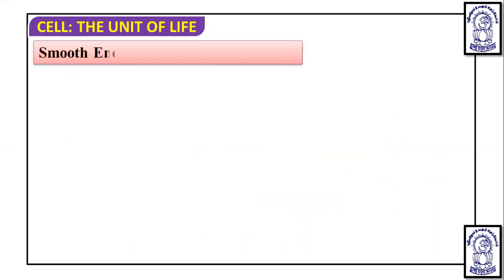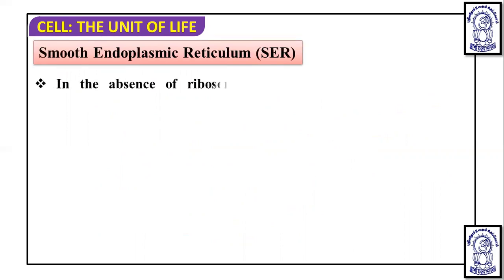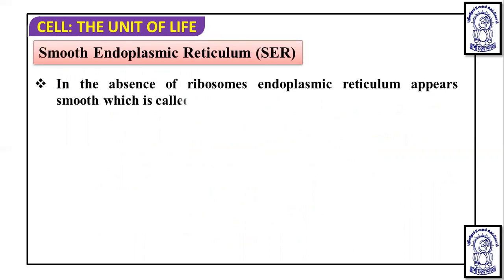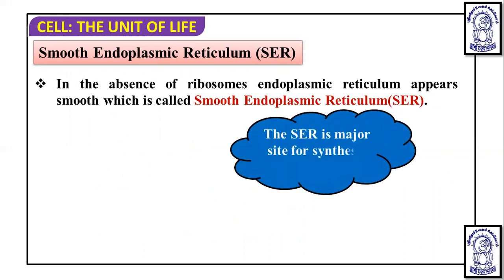Next is the SER, the smooth endoplasmic reticulum, and it does not bear ribosomes. The absence of ribosomes gives the endoplasmic reticulum a smooth appearance, so it is known as smooth endoplasmic reticulum. It is a major site for the synthesis of lipids and steroids. It is involved mainly in sterol synthesis.